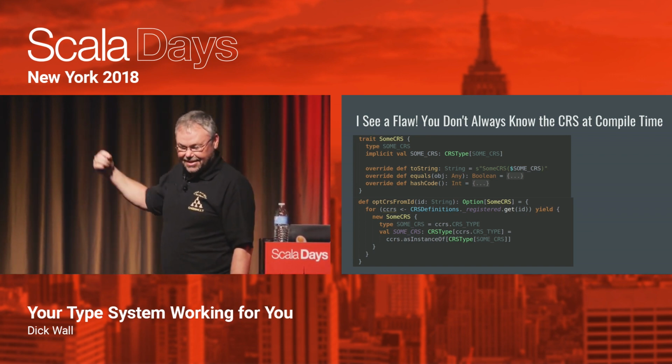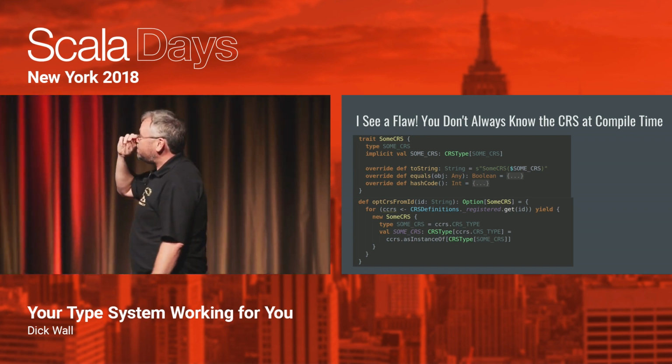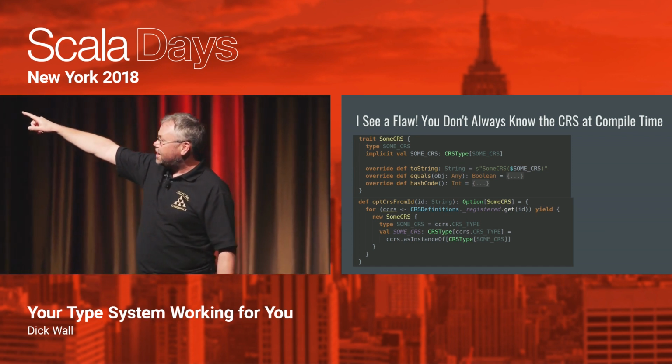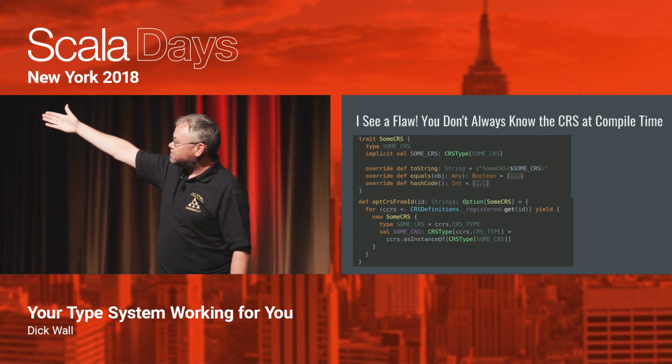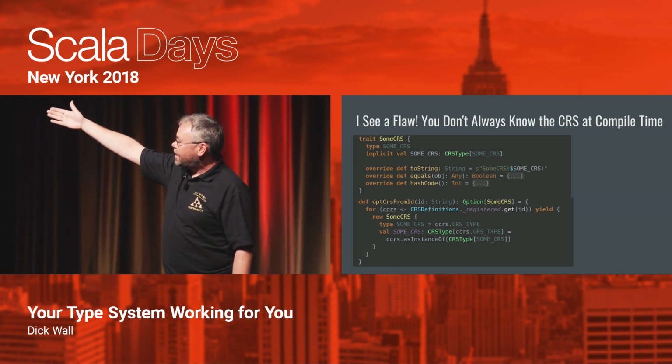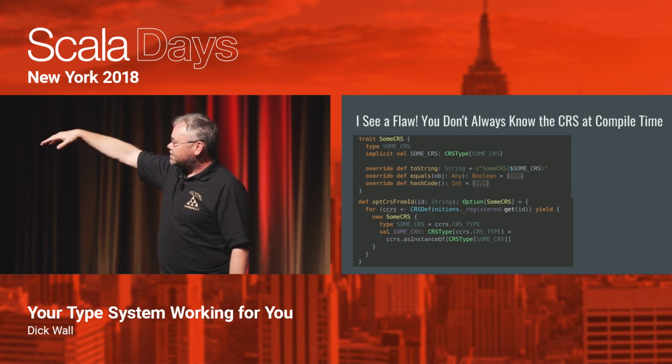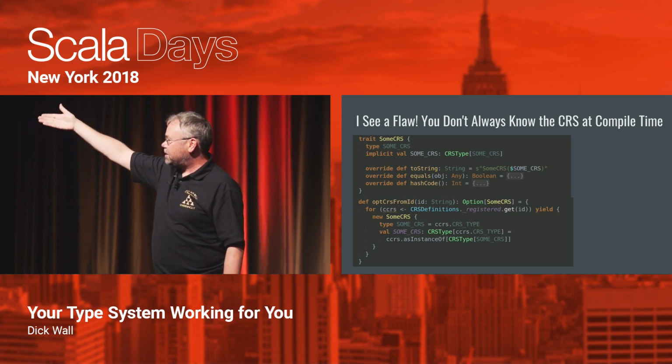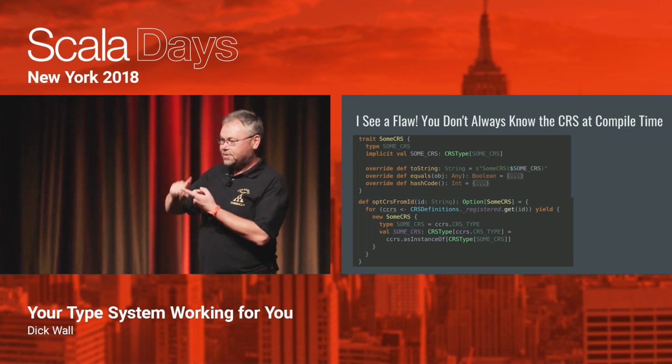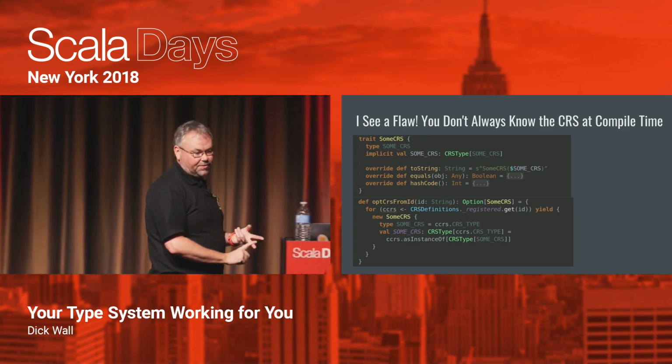So this lets us do something like this. We can write something which just looks up a CRS, whatever it is, from, say, a string, an ID, and it will give us back, in this case, an option, or it will throw an exception, but it gives us back the type and the implicit that satisfies that type.